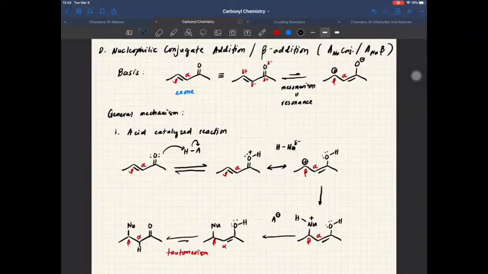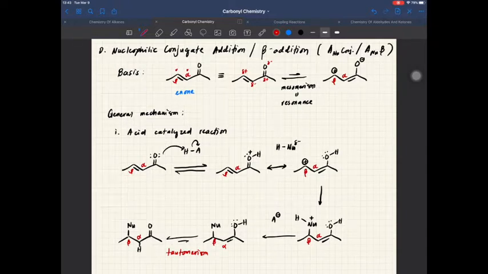Good afternoon, class. The next reaction of carbonyl compounds that I would like to talk about is what we call the nucleophilic conjugate addition or the beta addition. The basis of this reaction is the electrophilic character of the beta carbon. So this is our alpha carbon and this is our beta carbon.